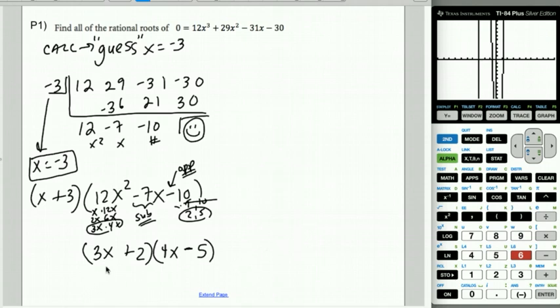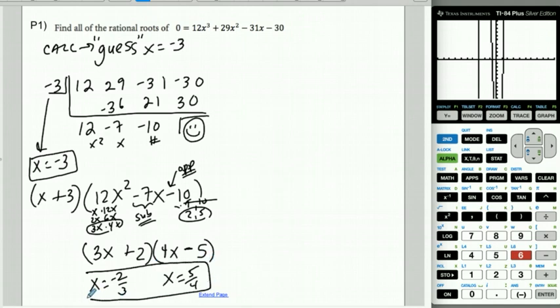I end up getting x equals negative 2/3, because I set it equal to 0, subtract the 2 and divide by 3. And this gives me x is 5/4. Sure enough, this root on the negative side is closer to 0 than negative 1, so that fits with negative 2/3, and the 5/4 is just a hair past the 1 hash mark, and that's what 1.25 would be.